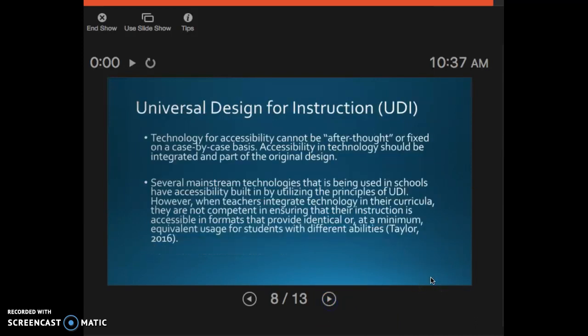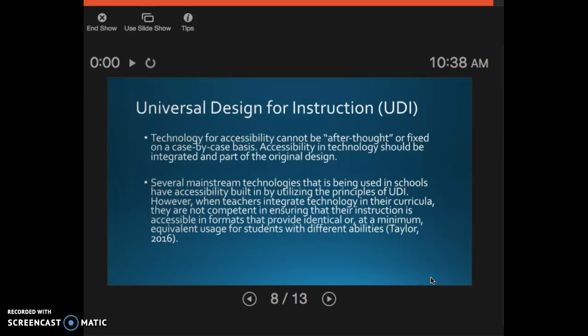This is very important when teachers are designing the content in their curricula they will be teaching, which is the universal design for instruction and for learning. UDI is key to technology, especially for accessibility, because technology for accessibility cannot be an afterthought or fixed on a case-by-case basis. Accessibility in technology should be integrated and part of the original design.